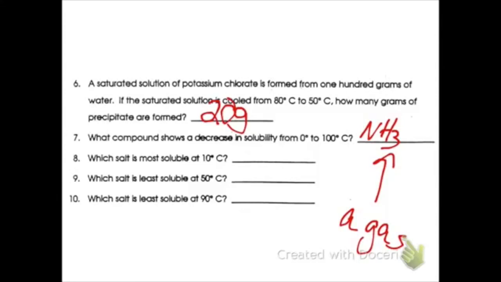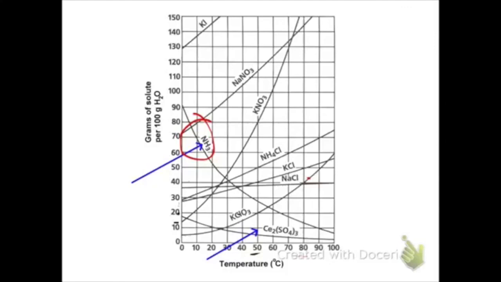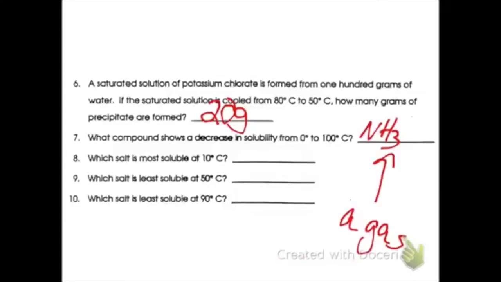So these last three, we want which salt is most soluble at 10 degrees Celsius. We've done a least soluble. Most is going to be at the top of our graph. So we're looking at 10 degrees Celsius, which is right there, and we go all the way up to the top, right there. So the most soluble at 10 degrees Celsius is KI, the potassium iodide.